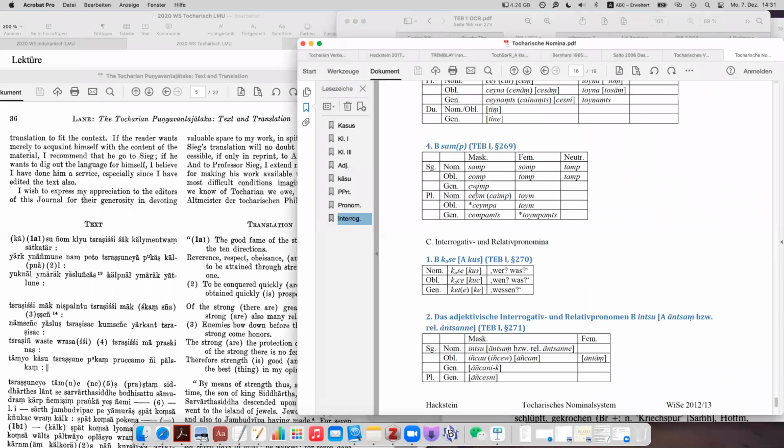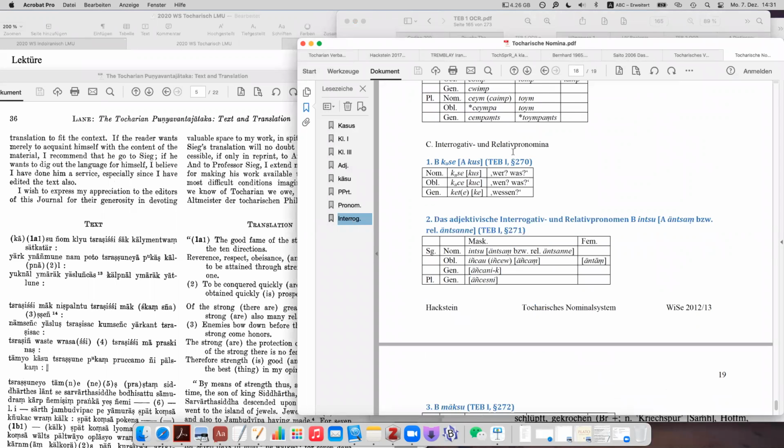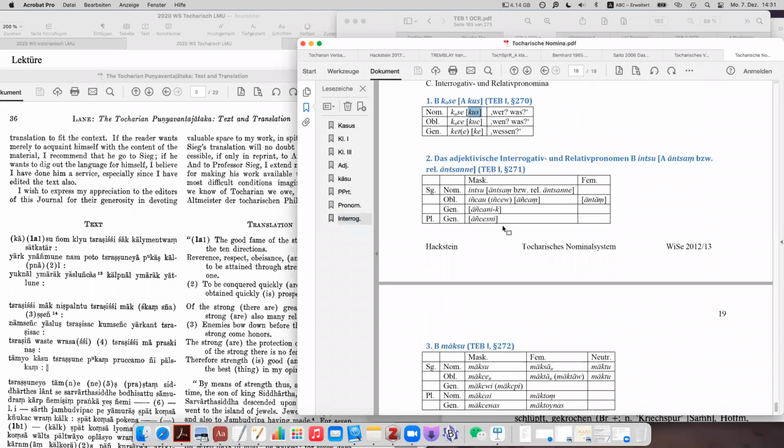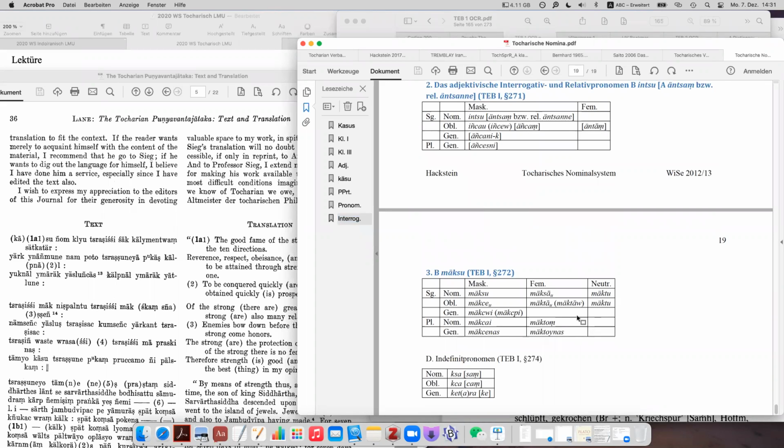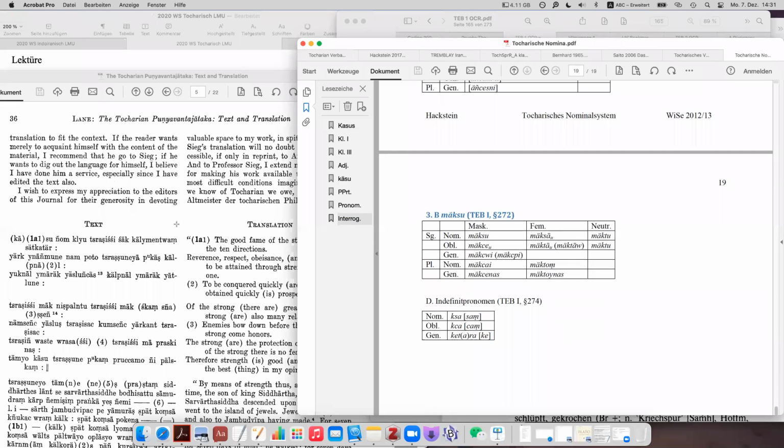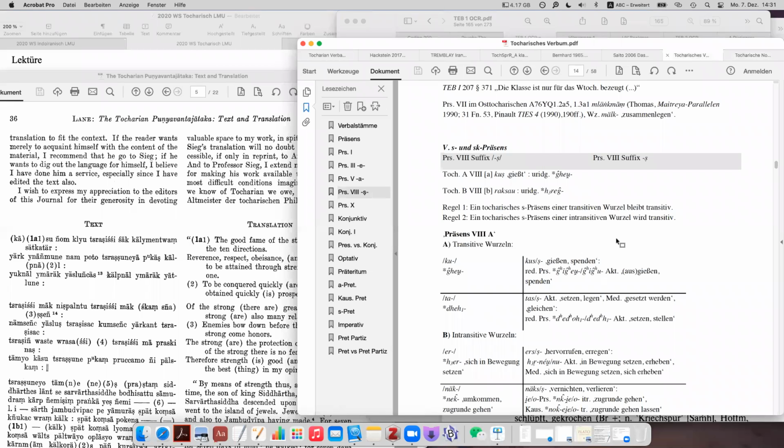And then you have interrogative pronouns. Also have those in Sanskrit, of course. So kus, kuse, kuch, kuche, ke or kete, and so on. Yeah, so basically like this. And then probably let's move on to verbs.